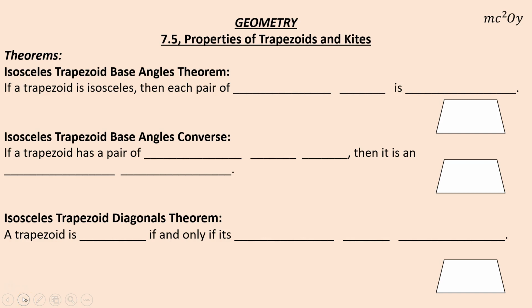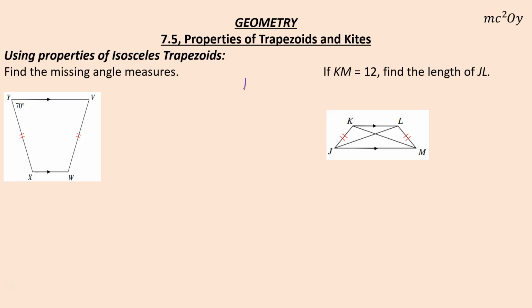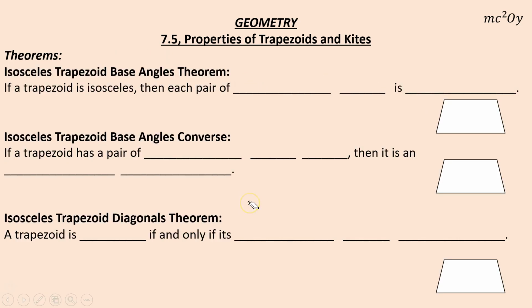Isosceles trapezoid base angles theorem. So you know that if a trapezoid is an isosceles trapezoid, then each pair of base angles is congruent. I already kind of pointed that out in our pictures. But we can mark that out. So if it's an isosceles trapezoid, then we know the base angles are congruent, which that is congruent to that, that's congruent to that.